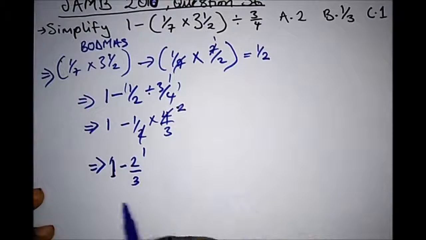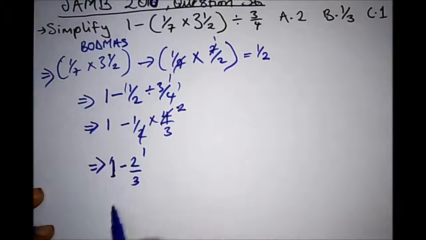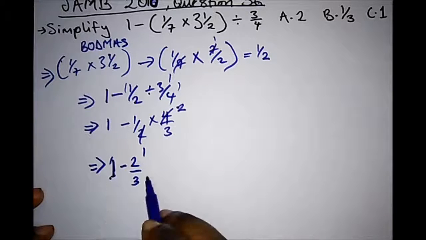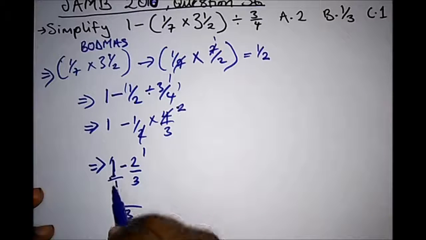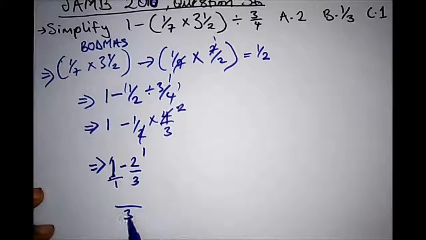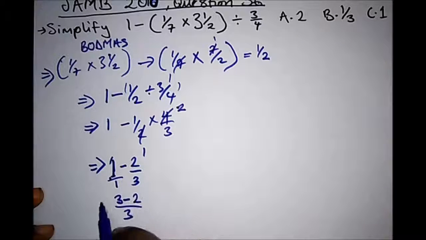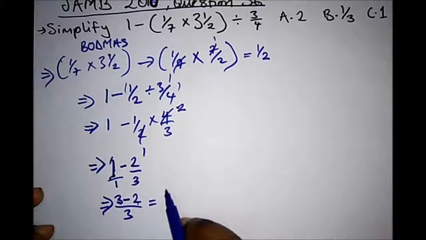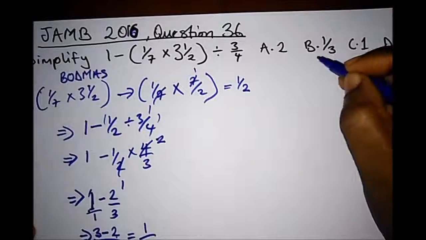To solve this, what's the LCM here? The LCM of this number and this fraction is 3. So let's put this 1 over 1. 3 in this is still 3. So we have 3 minus 3 in 3 is 1, multiplied by 2, we have 2. So this gives us 3 minus 2, which is what? 1 over 3. So this is our answer, and what's that option? It's option B.